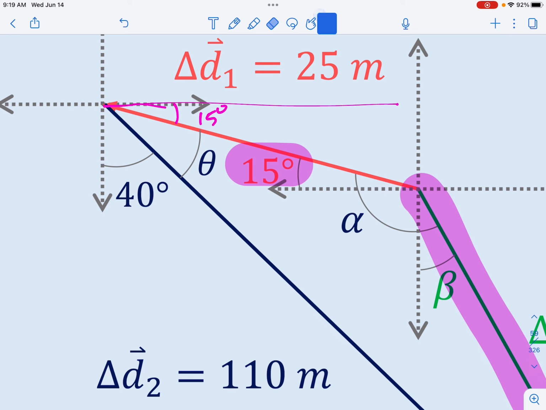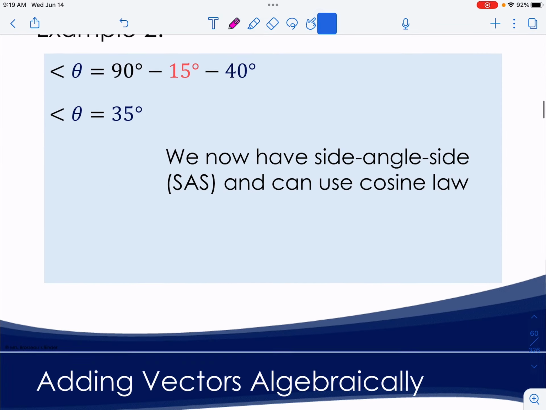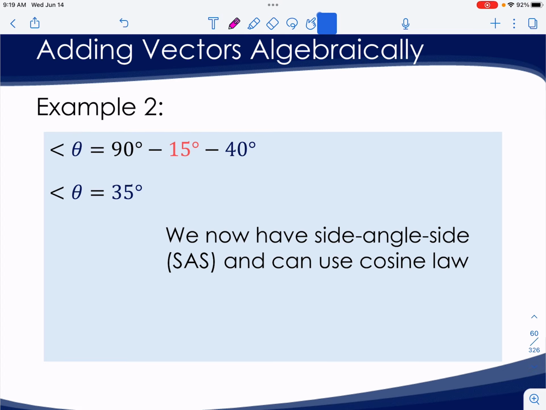And if this is 40 degrees here, then we can calculate what theta is. So we know that 90 minus 40 minus 15 is going to be theta. 90 minus 40 is 50, 50 minus 15. So our theta should be 35 if I did my math correctly. Okay, so we can do things like that. So see, now we solve for theta, which is 35 degrees.